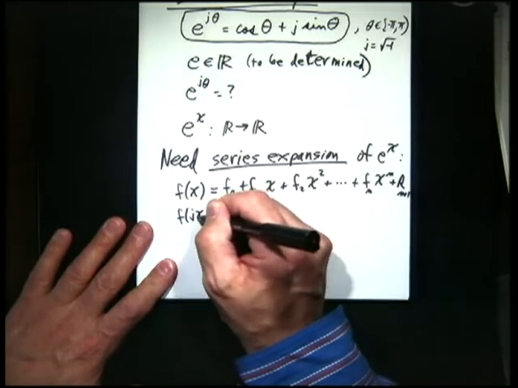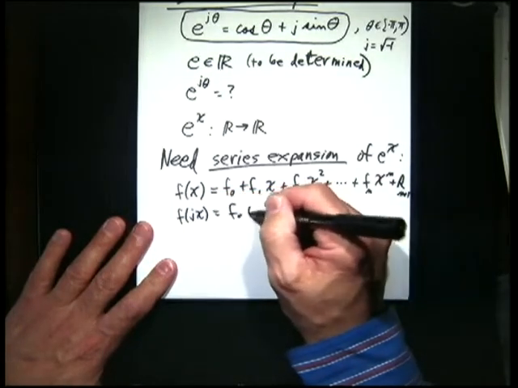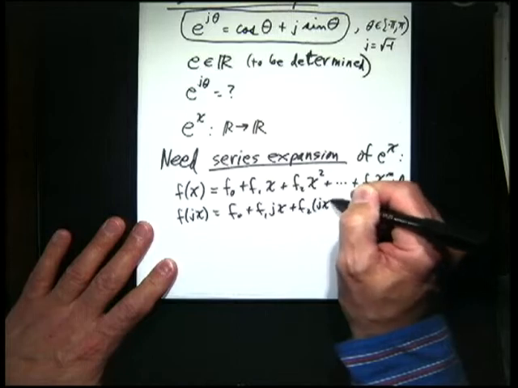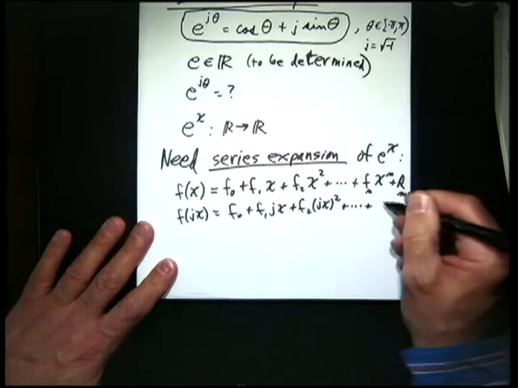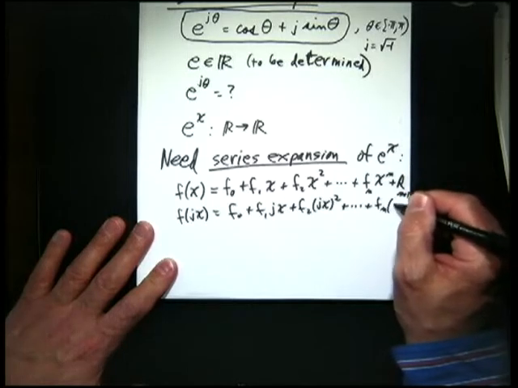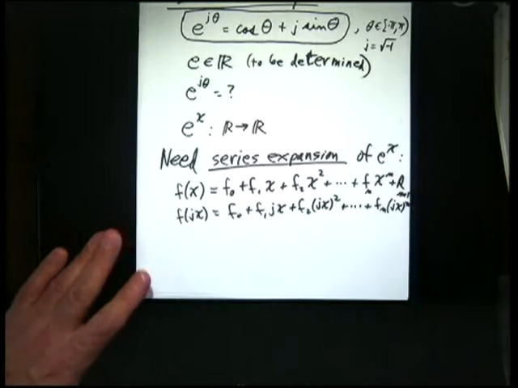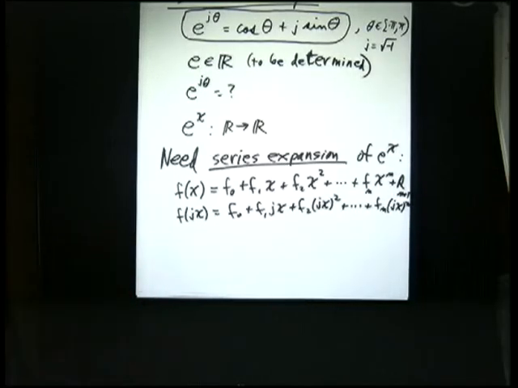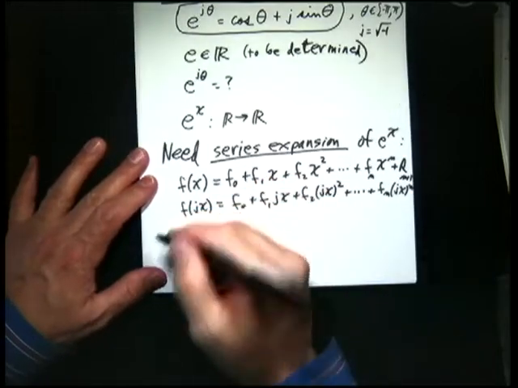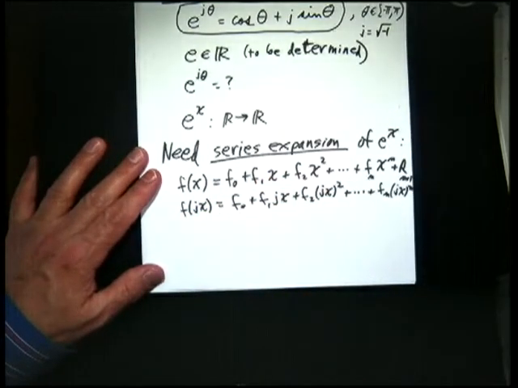So if I want to look at now what f of jx is, it's obviously f0 plus f1jx plus f2jx squared. And so all we have is multiplication going on, multiplication and addition. So it has an obvious generalization to the complex case. So that's why we want to go from some real function to its power series, where we then can plug in an imaginary argument or a complex argument, and then that's a well-defined extension. So what we need is the expansion of e to the x.